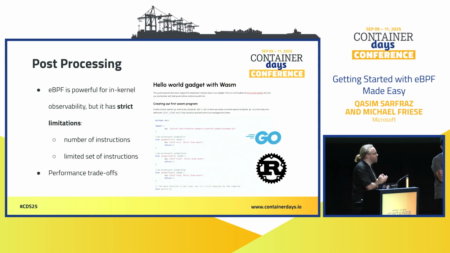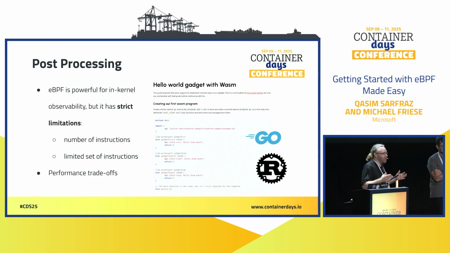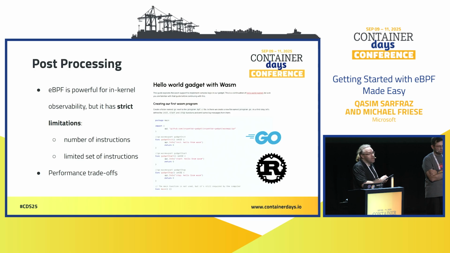Okay, let's quickly talk about post-processing. So eBPF is really powerful in what it can do, but it's still very limited in certain things. For example, you can only have a limited number of instructions in an eBPF program. That's limiting. And you also have a limited set of instructions that you can take. So there's no access to file systems in eBPF. There's no access to network in eBPF. You always have to go through user space to be able to do something, things like that.